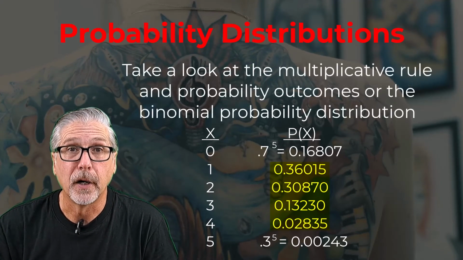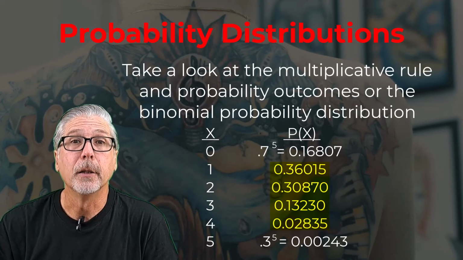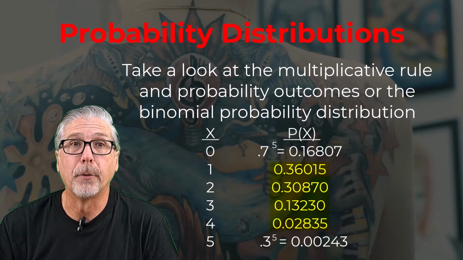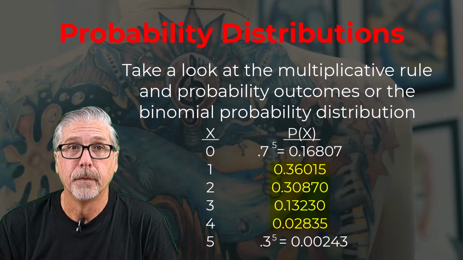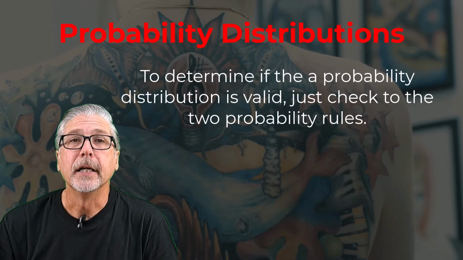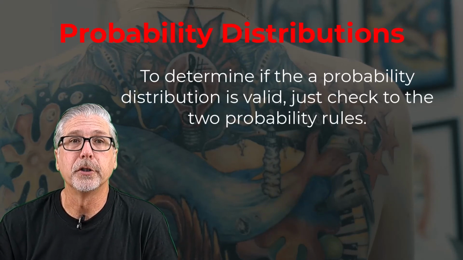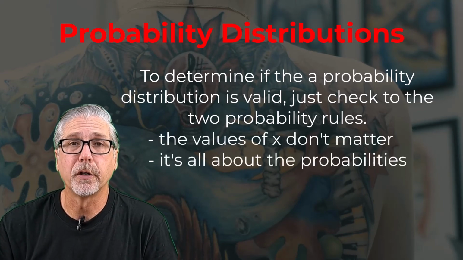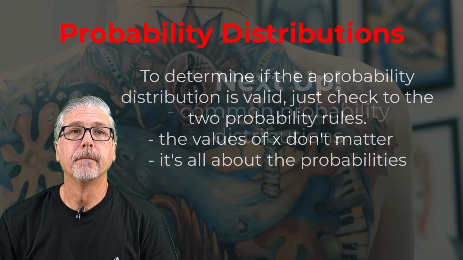If that's you, I recommend you go back and take a deeper dive into the outcomes I talked about in my probability videos, or take a look at the binomial probability distribution in the videos I made. If all you need to do is determine if the probability distribution is valid or not, all you want to do is check those two rules. Make sure the probabilities are between 0 and 1 and that they sum to 1. Notice it really doesn't matter what the values of x are. It's just the probabilities that matter.